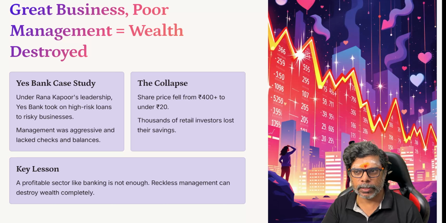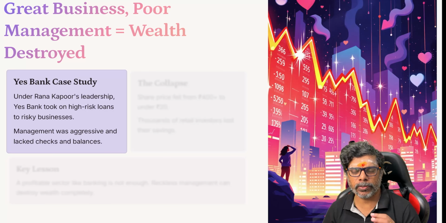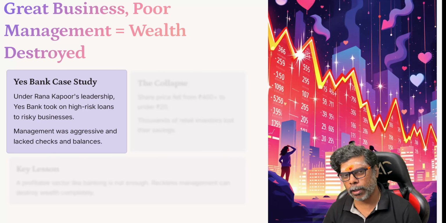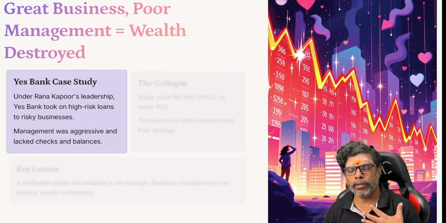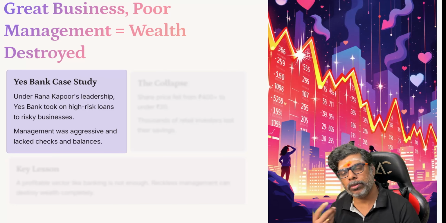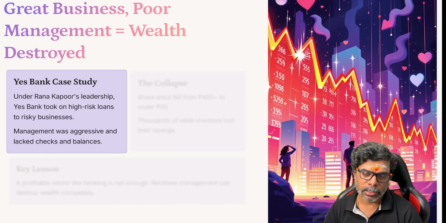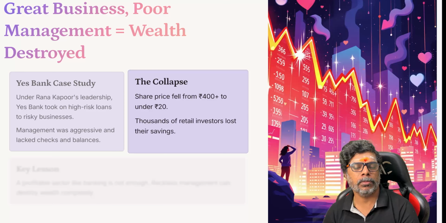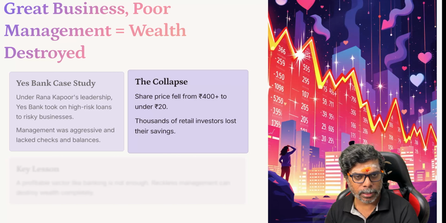So he was a very, very aggressive person in his business, and because of that, he wanted to grow very fast. He gave loans to a lot of people whose backgrounds were not properly validated, and most of the loans were not repaid. That was the key problem created. The stock price, once 400, fell to 20 rupees and even less. Thousands of retailers lost their investment.